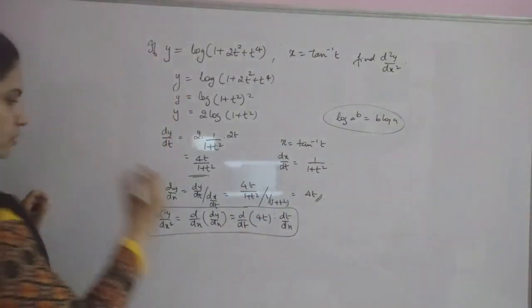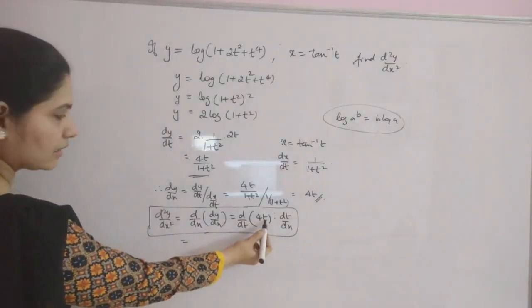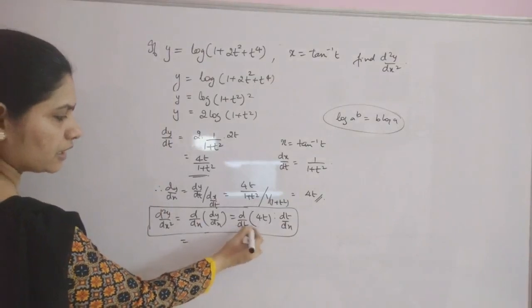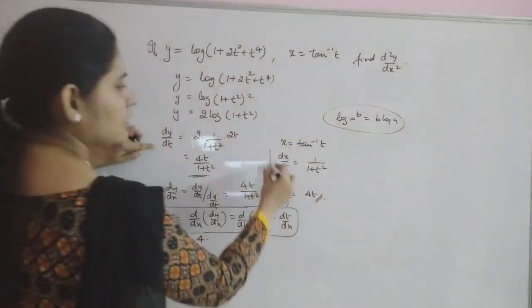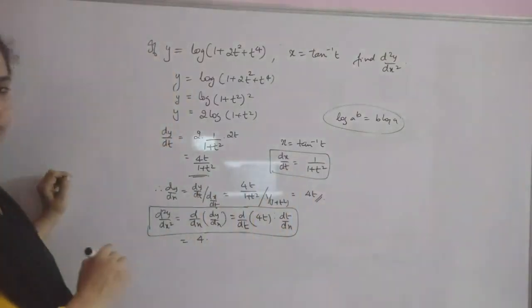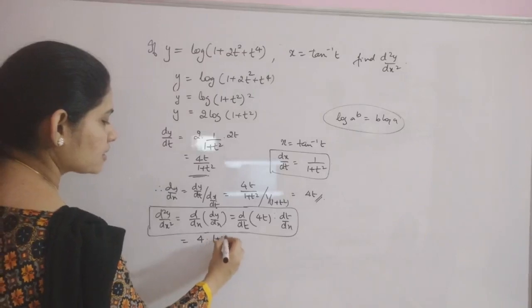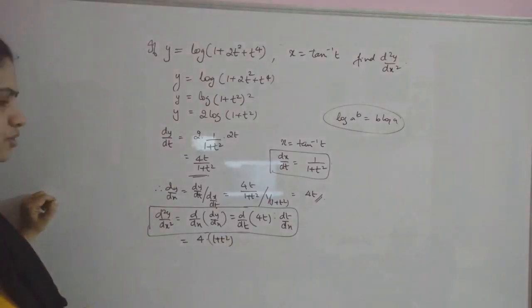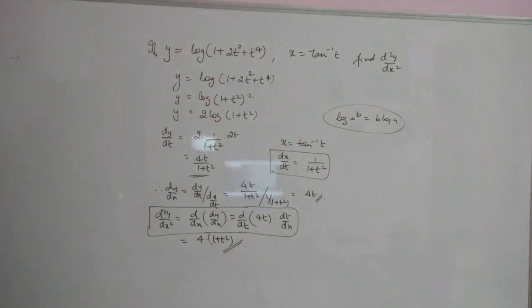So differentiating 4t with respect to t, you will get 4 into dt by dx, which means you have to take the reciprocal of dx by dt. That is 1 plus t square, right? So 4 into 1 plus t square. That is your answer for the second derivative, 4 into 1 plus t square.